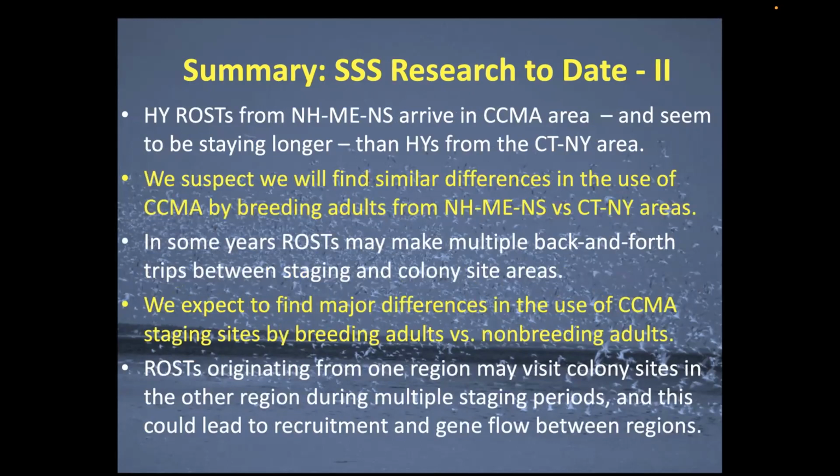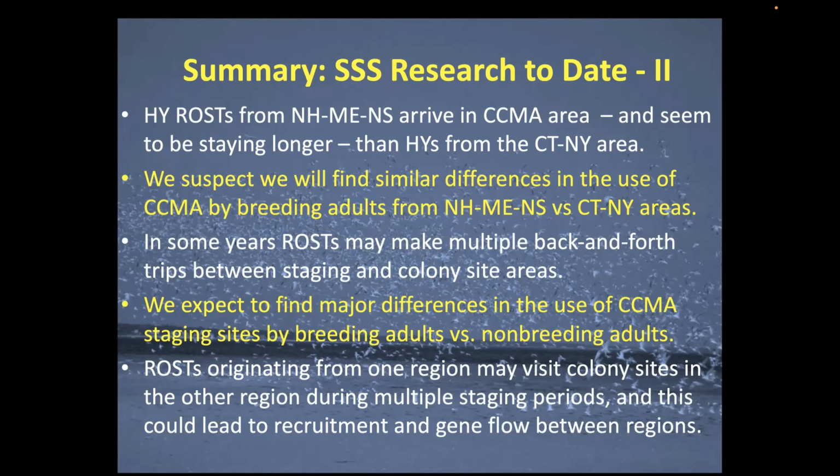The roseates from the north, from New Hampshire, Maine, and Nova Scotia, arrive in Cape Cod earlier and seem to be staying longer than the ones coming from Connecticut and New York. You'd say, well, why is that? They're much closer from Connecticut and New York. The reason we think is because there are better feeding grounds off of Long Island that these birds are using, so they don't need to get out to the Cape as fast as the birds up north. They need to come down pretty quick because the fish are starting to move offshore up there in those northern waters. We suspect we will find similar differences in the use of the Cape Cod area by breeding adults from the north versus south, but we haven't done a formal analysis of that yet.